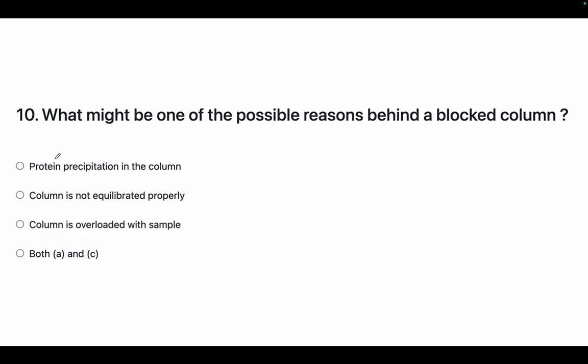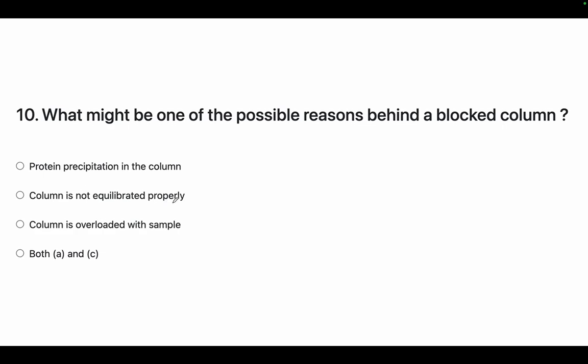What might be the possible reasons behind a blocked column? Sometimes when you're running SEC, you see that the pressure is going extremely high. Okay, that means your buffer is just not passing through the column. So what might be the reasons behind this? Is it protein precipitation in the column? Yes, obviously that can block your column. So the protein has come out of the mobile phase, just precipitated as a solid in your column.